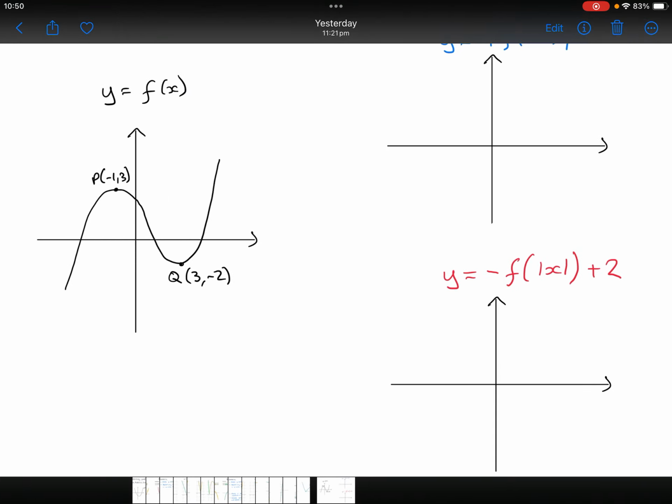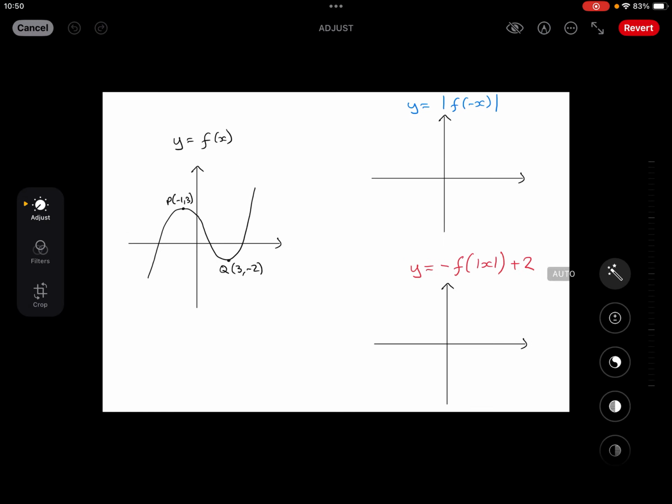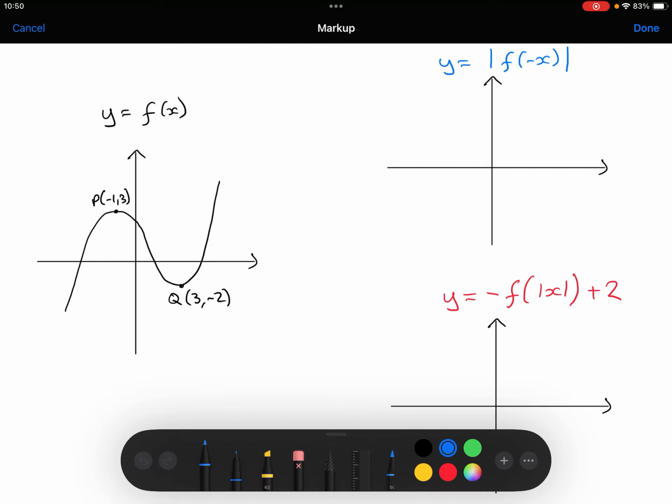Last couple of examples. So again, transform the original graph on my left-hand side there. We've got a cubic graph with two turning points, P and Q. First, I'm going to deal with the minus on the inside here. So that's a reflection in the y-axis.